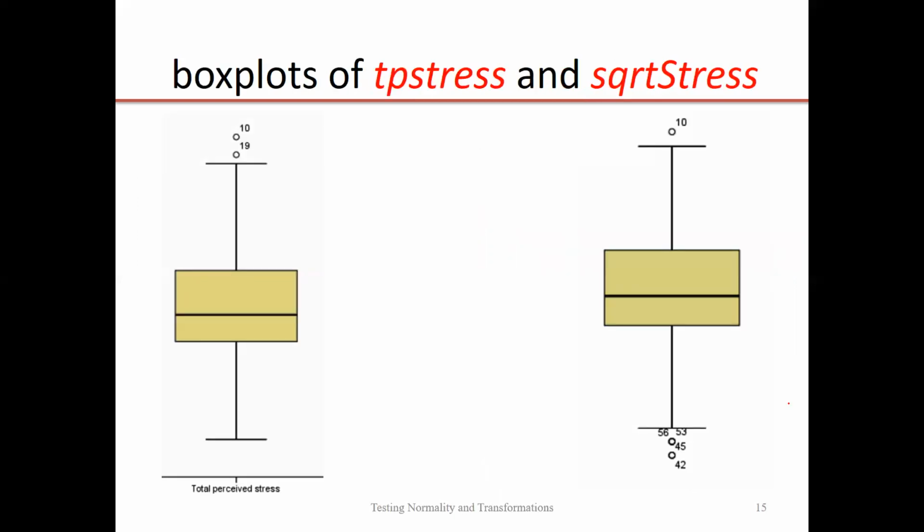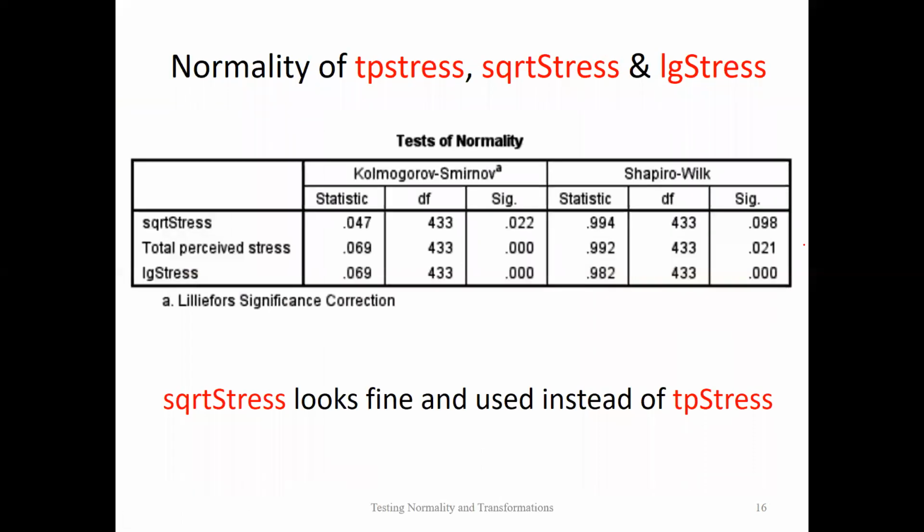The box plots of these two indicate that the box is more centered as compared to this one. It has a few outliers here. These are the two outliers, and a few outliers on the bottom side. So this is the box plot, and this is the table of tpstress, square root of stress, and logarithm of stress. I have considered the three variables at a time. Now these three variables, three p-values are here.